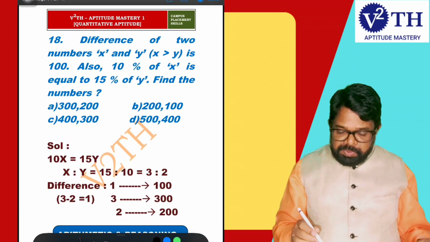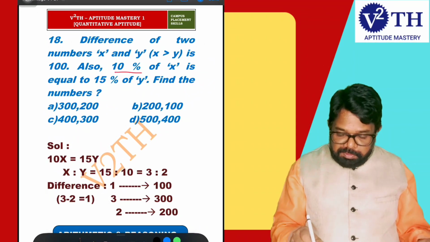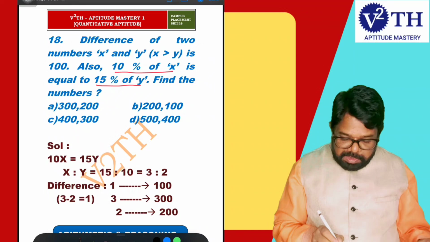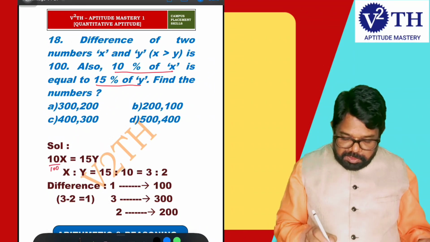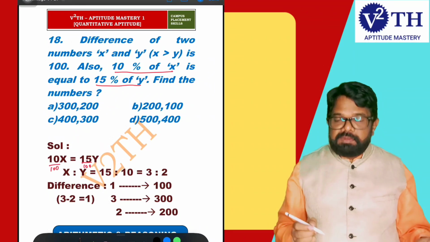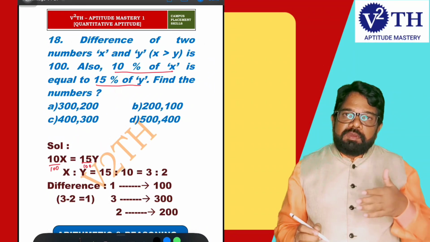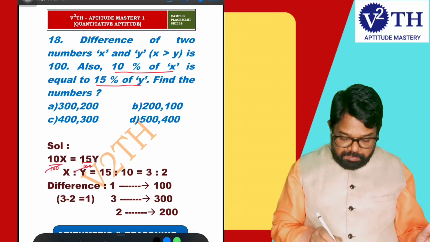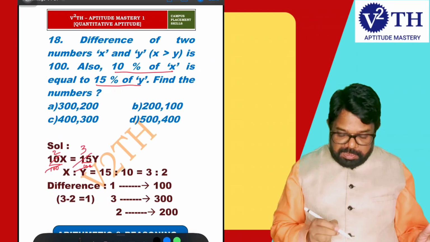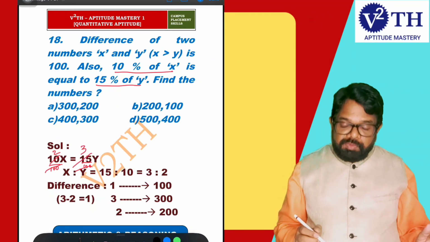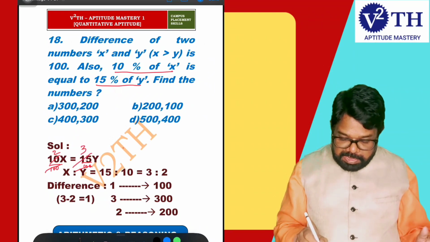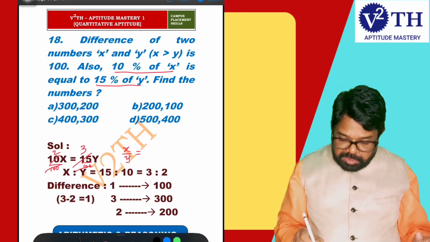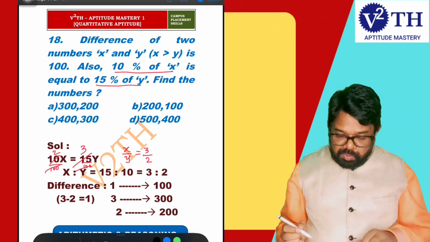Here it is given 10% of x equals 15% of y. Now see here, 10% means 10 by 100, so 10 by 100 into x equals 15 by 100 into y. Now what happens? 100 gets cancelled. Again 5 twos and 5 threes also get cancelled. Now calculate x by y from this. What is x by y equal to? 3 by 2.